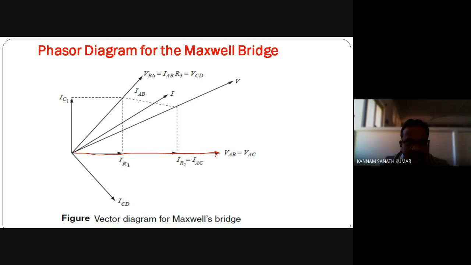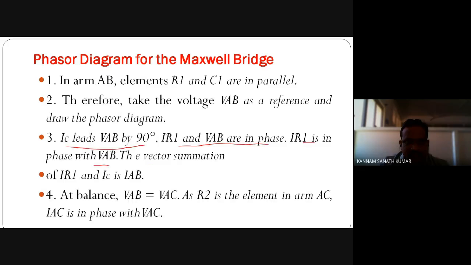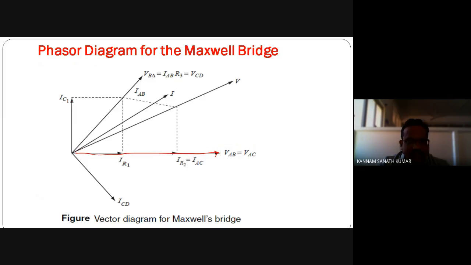IC1 is nothing but in phase of how much? 90 degrees. So IC leads VAB by 90 degrees. So here this one is IC. IC leads VAB. This will be VAB by 90 degrees.